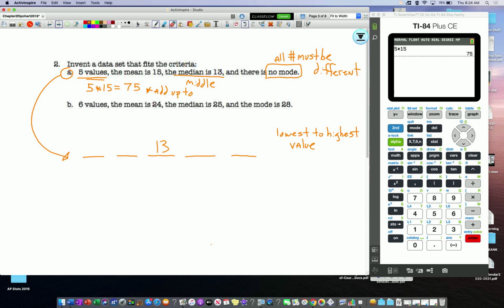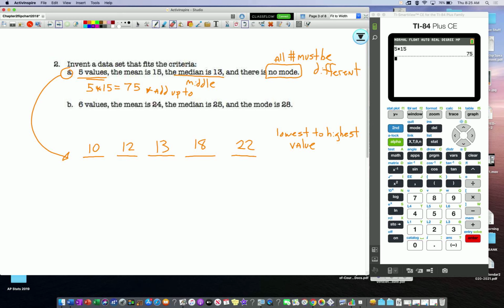Now, this is where you and I totally could have different answers, and we still could be right. What you just need to make sure is that the numbers are different. Some students will say, over here I'm going to write 12 and 10. So 10 plus 12 is 22 plus 13 is 35. So I still need 40. These 2 points have to add up to 40, so I might go 18 and 22. Notice how they're in order from lowest to highest. Make sure you do that because if you don't, you mess up the median.